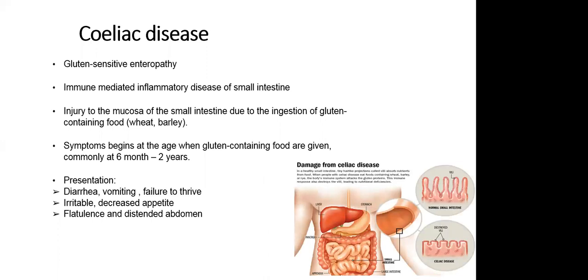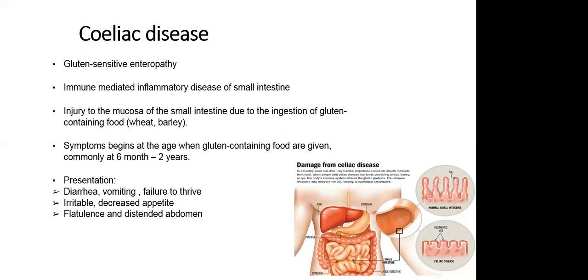Next. Okay, so celiac disease is a gluten-sensitive enteropathy. It is caused by an immune-mediated inflammatory disease of the small intestine. This inflammation causes injury to the mucosa of the small intestine due to the ingestion of gluten, for example in wheat and also barley and oat ingestion. So this inflammation causes injury to the mucosa of the intestine.